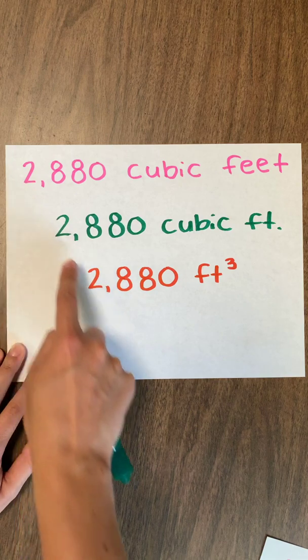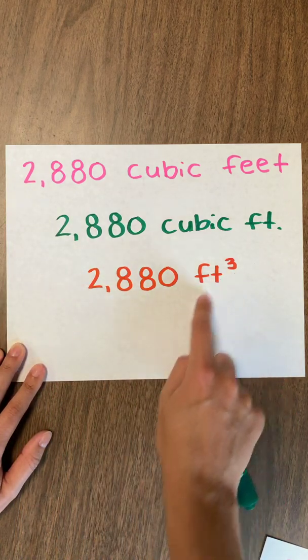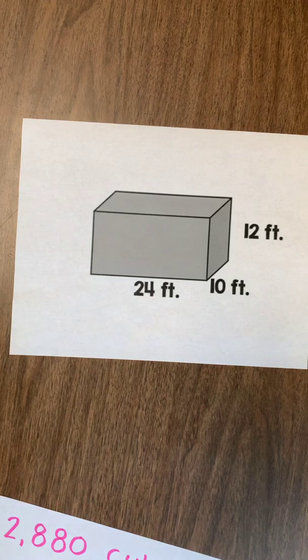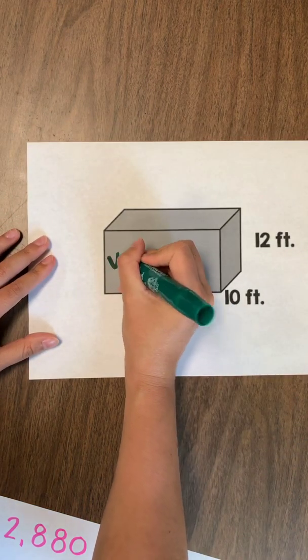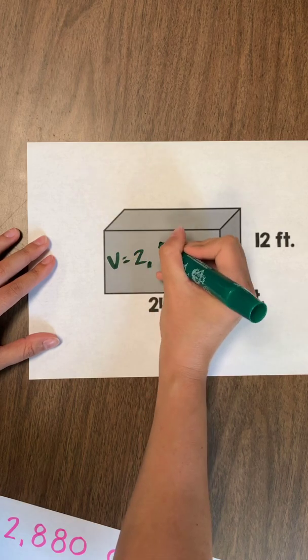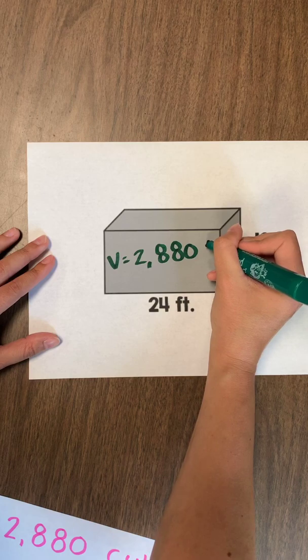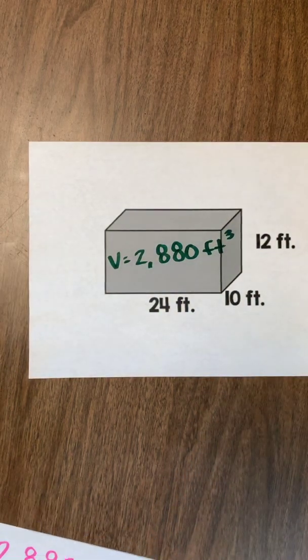I will leave it up to you today how you want to write your answer. But I think today I'm going to write it the quickest way I can with as many abbreviations as possible. So the volume for this rectangular prism, I can write right in here. I'll put V for volume is 2,880, and I'm going to abbreviate cubic feet as our final answer.